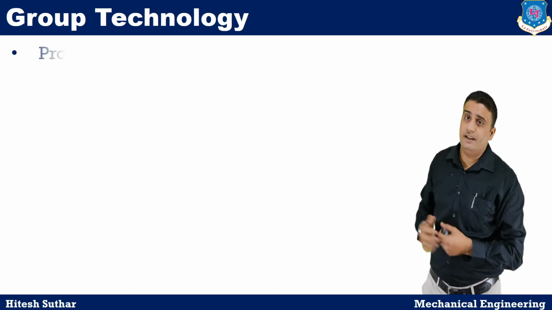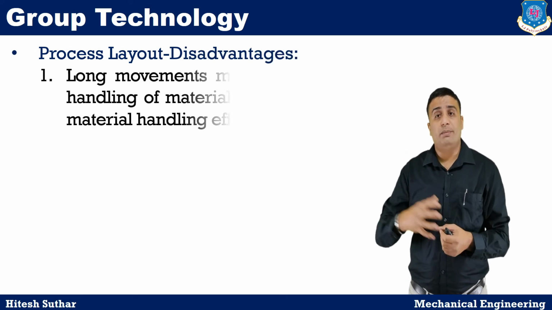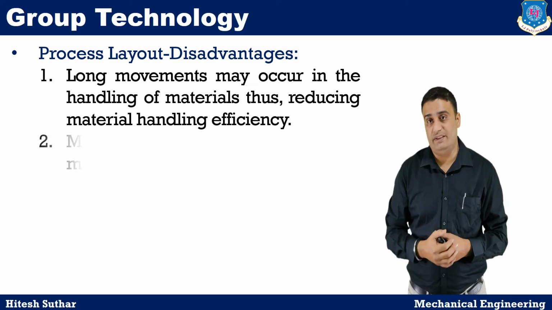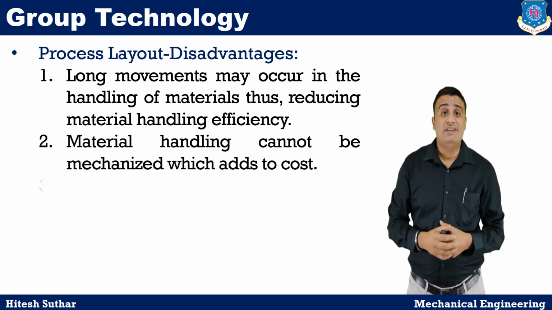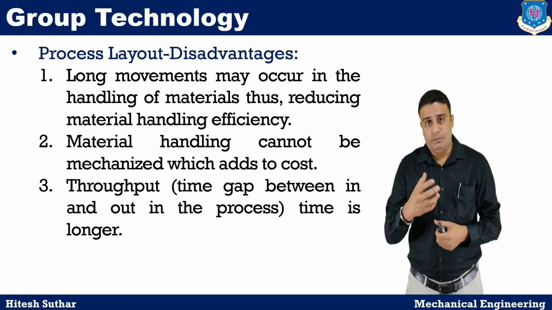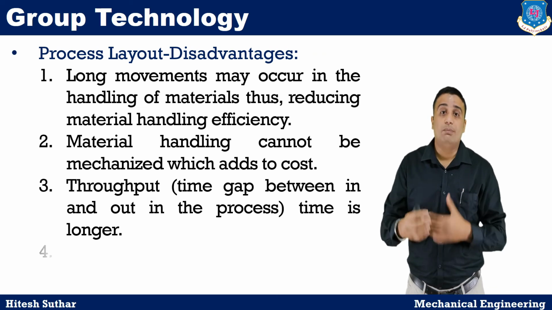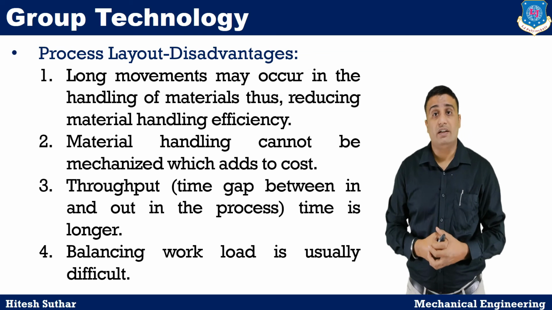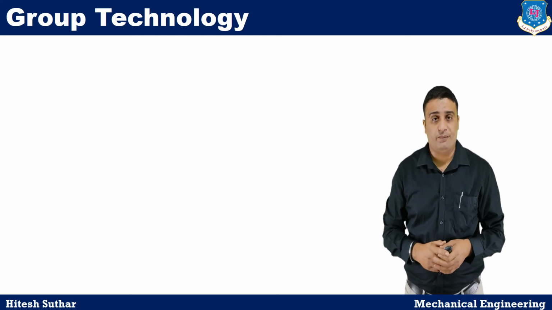Now let's discuss some disadvantages of the process layout. As we see in the figure, long movements may occur in the handling of the material, reducing material handling efficiency. Number two, material handling cannot be mechanized, which adds cost. Number three, throughput time, meaning the time gap between in and out of the process, is longer. Balancing workload is usually difficult in this process layout. So these are all the disadvantages of process layout.